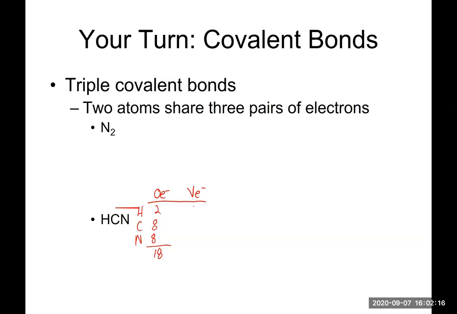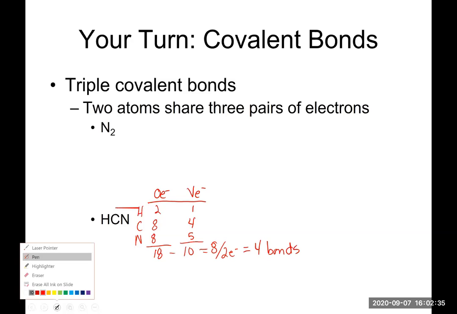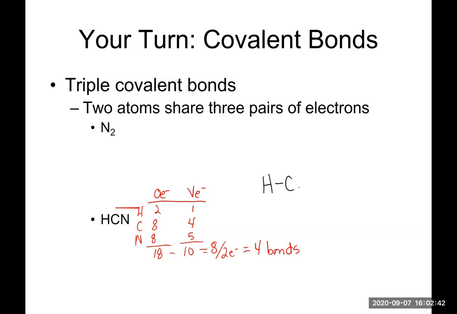The valence for the hydrogen is 1, the valence for the carbon is 4, and the valence for the nitrogen is 5. So that gives us a total of 10, and the difference equals 8. When we divide that by 2 electrons, we get 4 bonds. So let's think about how we're going to put this structure together. If we have hydrogen terminal, carbon central, and then nitrogen, that's only 2 bonds, but remember, nitrogen wants 3 bonds and carbon wants 4.